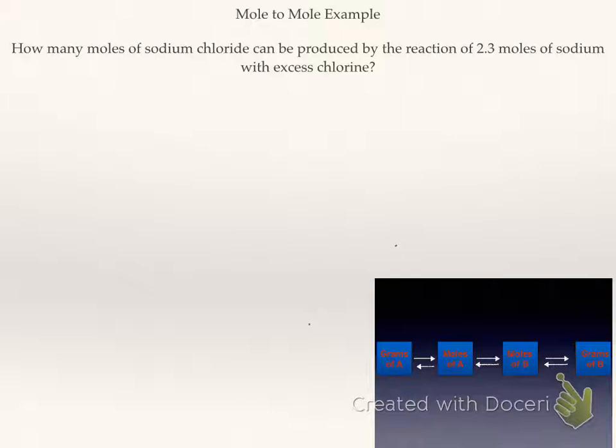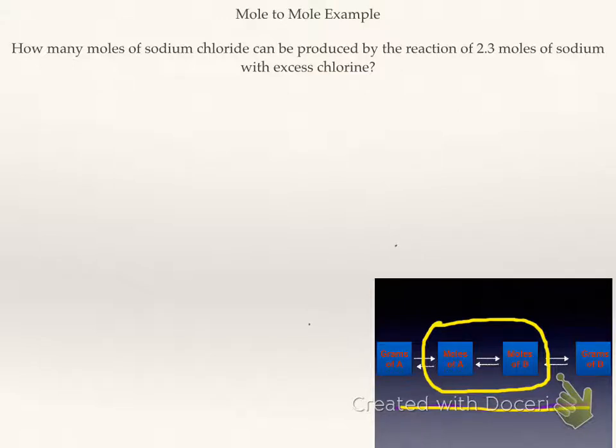This first example is a stoichiometry problem that is a mole-to-mole example. If we look at our question, all of these questions will be dealing with our mole map, and they will be using different steps along the mole map: grams of A, moles of B, grams of B. This first example is a mole-to-mole problem, so it will just be using the middle part of our mole map.